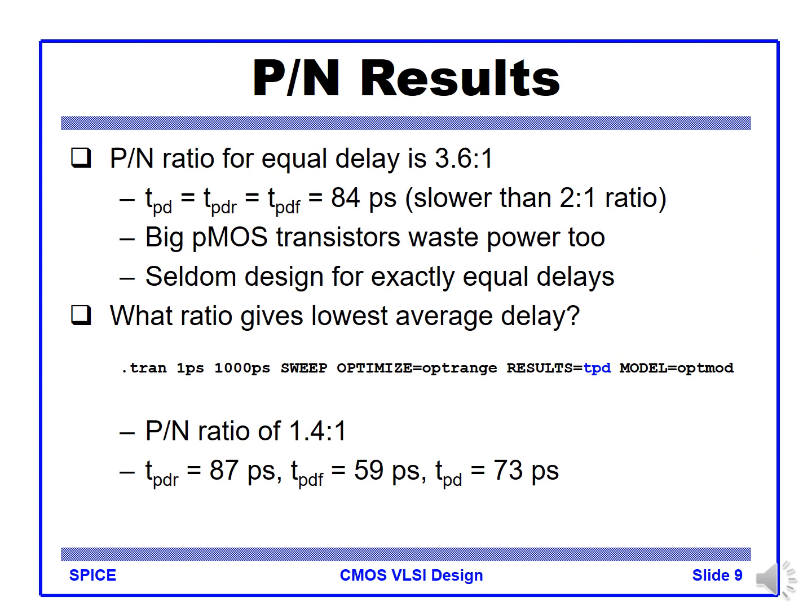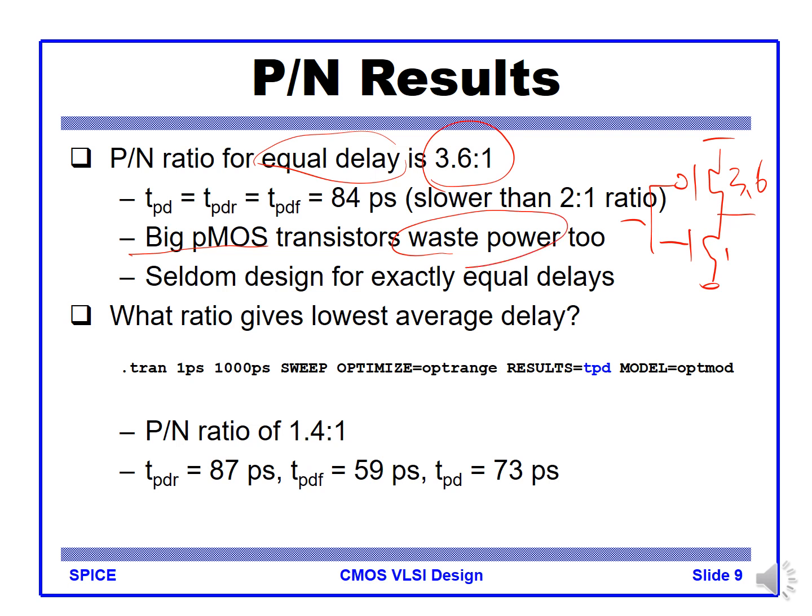So from the previous example, we can find that the PN ratio for equal rise and fall delay is 3.6 to 1. So PMOS is 3.6 times larger than the NMOS. This is for the minimum delay to achieve, right? This results in a very big PMOS size. This is typically a waste of power too. So sometimes if you need equal delay, then you can design like this.